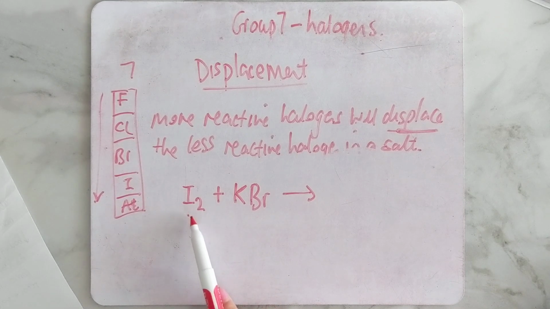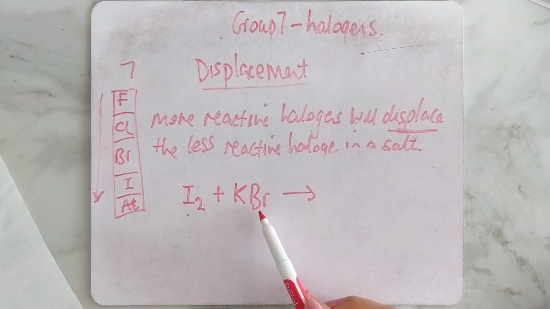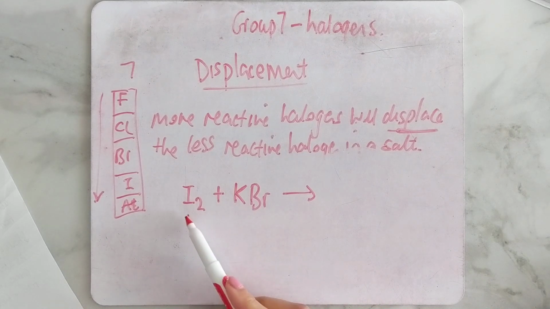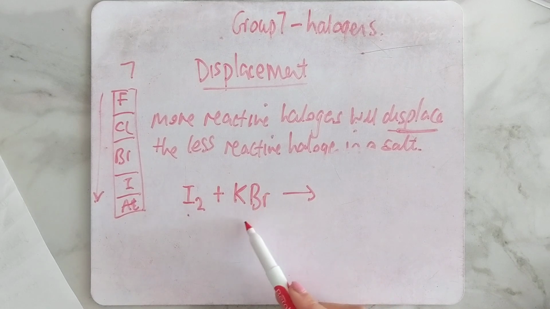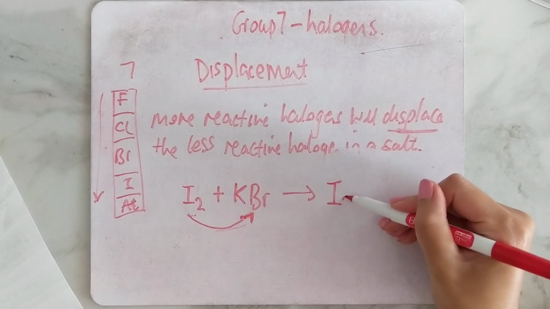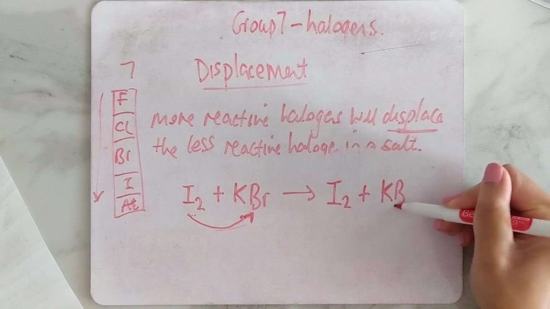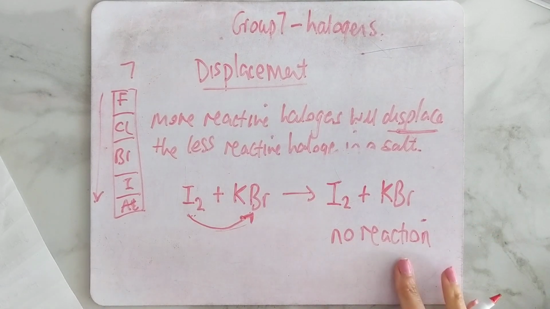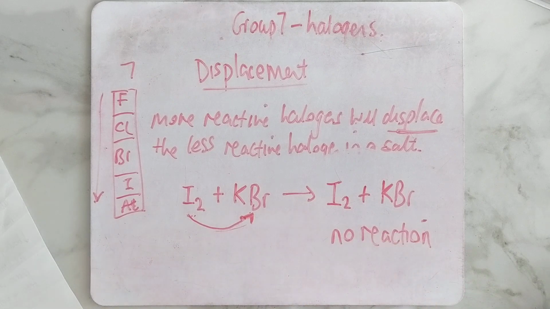It's always the halogen. Is it stronger than the halide in the salt? Okay, so it's not the other way around. We're not asking, is bromine more reactive than iodine? It's this way round. Okay, the halogen on its own, can that kick out the halide in the salt? No. Therefore, we'd get no reaction. So you can either write no reaction or you can write the same reactants, equal products, like that.